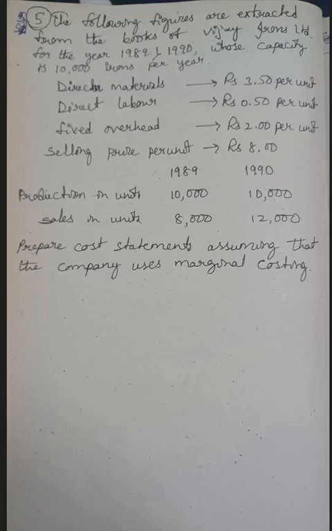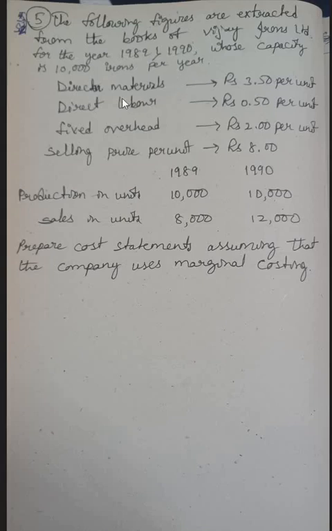This is the fifth question in marginal costing chapter. Here you can see the following figures are extracted from the books of Vijay Iron Limited for the year 1989 and 1990, whose capacity is 10,000 irons per year. Here the firm capacity is 10,000 per year.